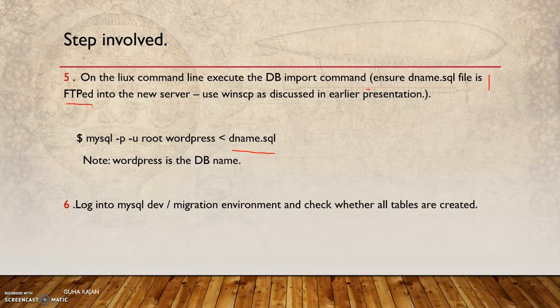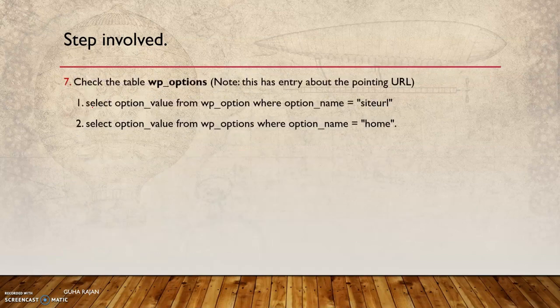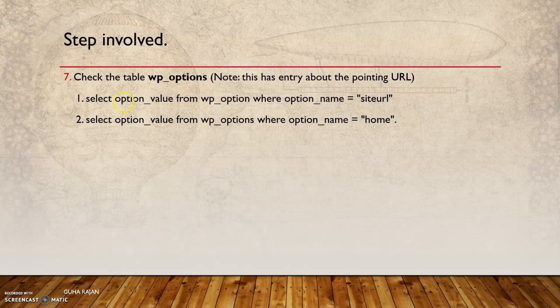You can log into the MySQL environment and check whether you have the same set of tables. That's what I said: WP options will be one table. Because you have moved the database from production to development, if you look at this select option value, that will be having a production value.